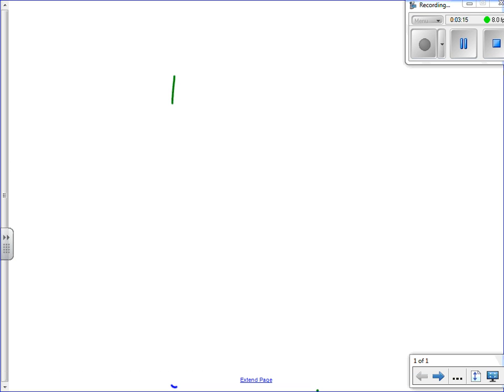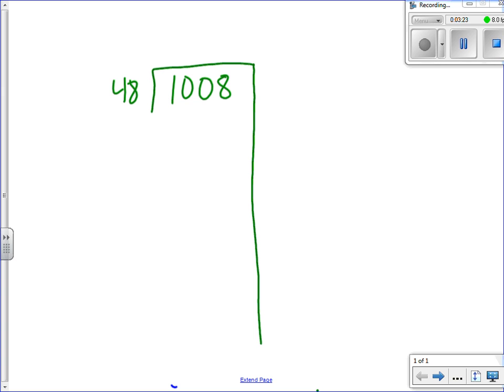So I have 1,008 divided by 48. So I draw my line down here. It could be dotted, it could be anything. And you may see different varieties of the bucket model, and that's okay. This is the one we were showing in class. And the bucket method is very similar to the area model, where I'm going to take, once again, friendly numbers. And I'm going to start with 10. And I know 10 times 48 is 480.